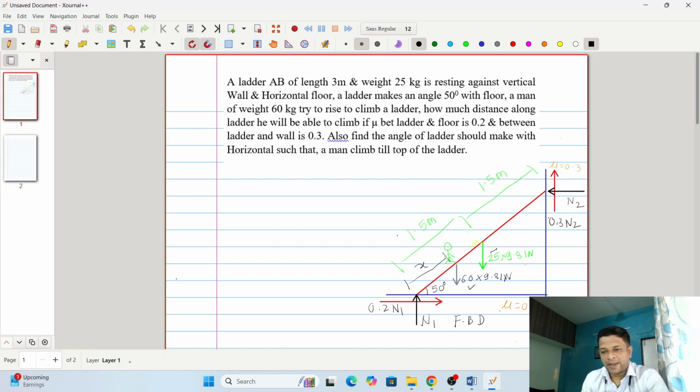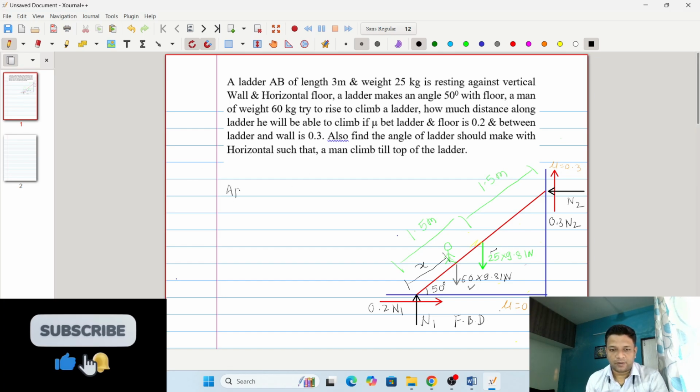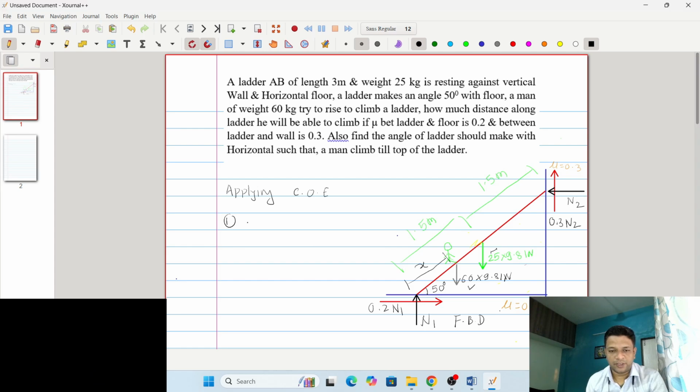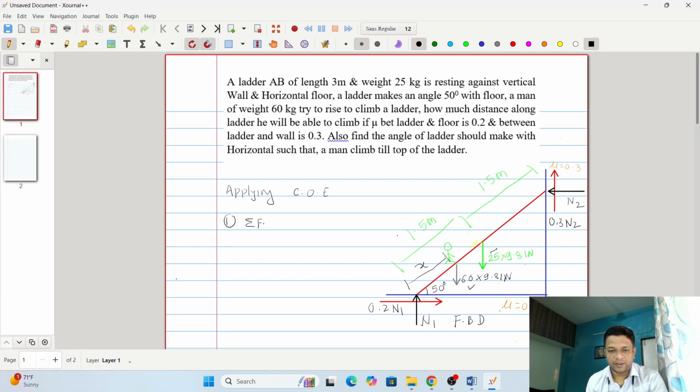Always consider or imagine the direction of the ladder fall, and as per that you have to show the directions of the friction and the normal reaction. Now with this FBD we can start by applying conditions of equilibrium. So the first condition of equilibrium is summation Fx equal to 0.